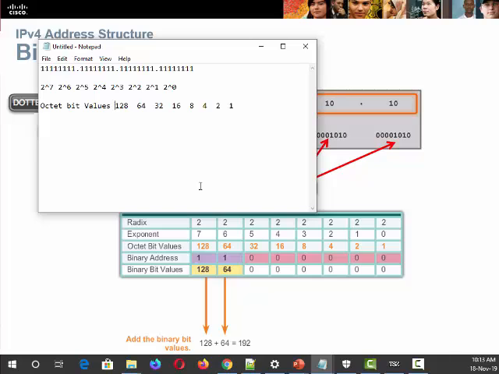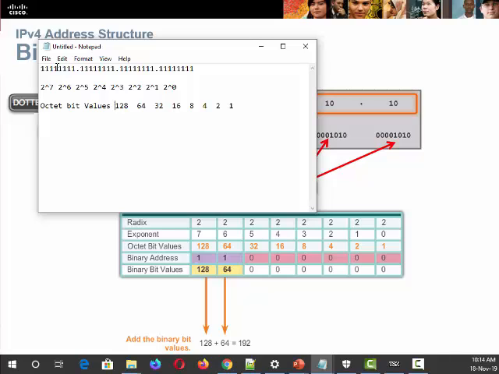Why? Because each of these numbers represents each bit of the octet. Inside each octet we have these 8 decimal numbers, while these ones are what? Binary numbers. So each decimal value represents each bit here.